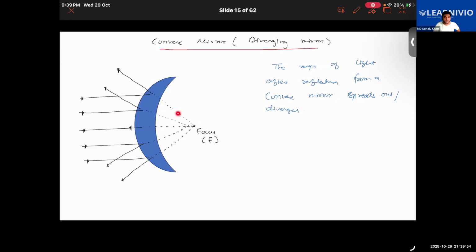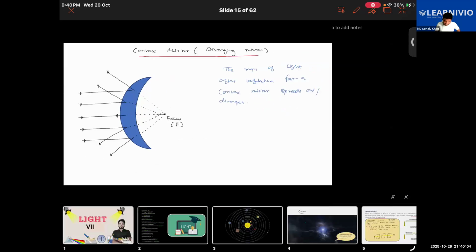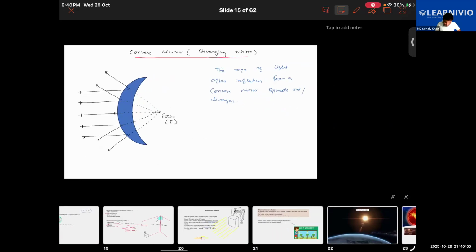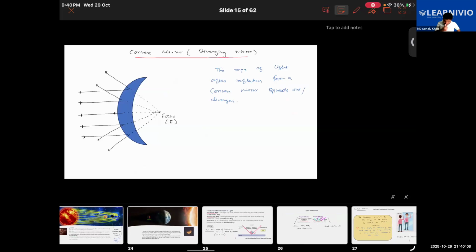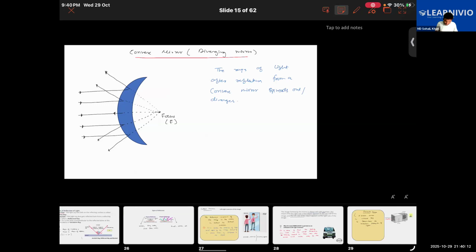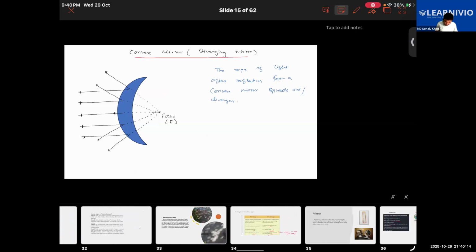Right now, they appear to be spreading from a point behind the mirror, that is called the focus. Since it spreads out the rays of light, it is called a diverging mirror. Spread outwards means like it is bounced back into different directions. Getting it? It is bounced back into different directions.